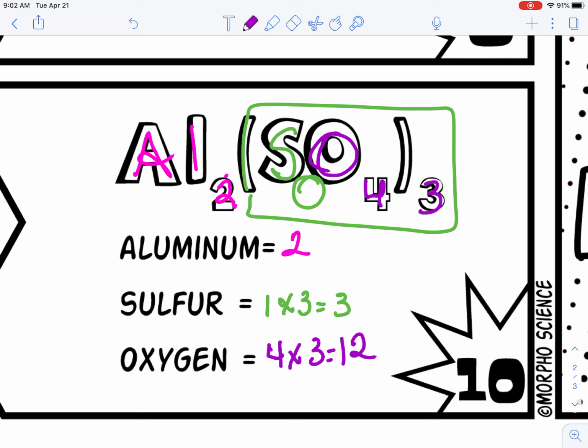All right, I hope that this helps you understand how we count up atoms, and if you have any questions, just reach out.